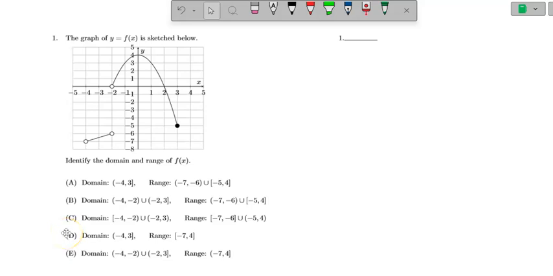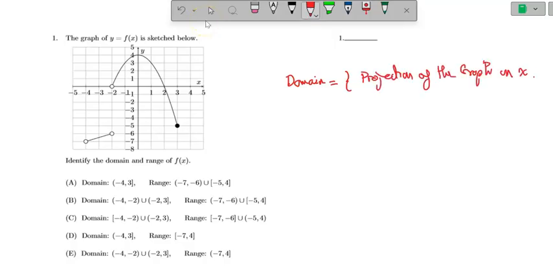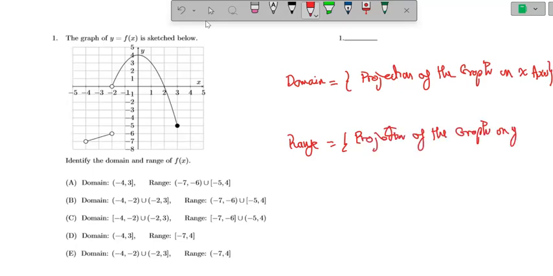Hey guys, in this video we're going to learn how to define the domain and range from its graph. So let me put down the definition of a domain. The domain of a graph is the projection of the graph on the x-axis, and the range would be the same projection, so it's going to be the projection of the graph on the y-axis. What the meaning of a projection is, is simply the shadow.